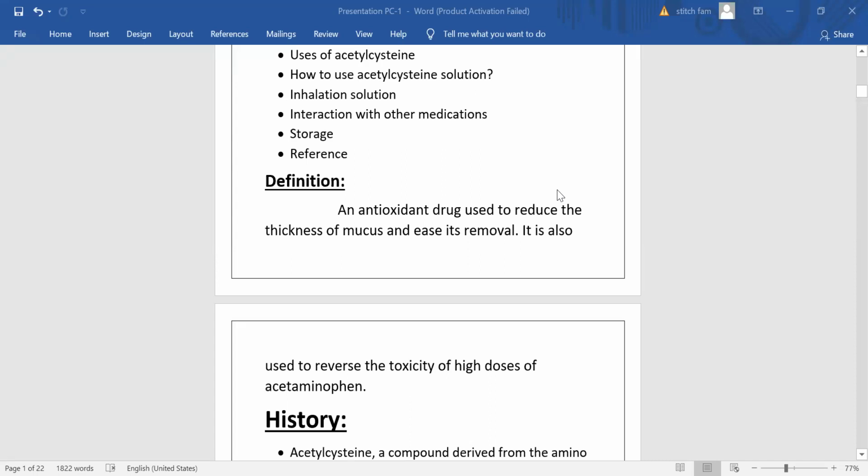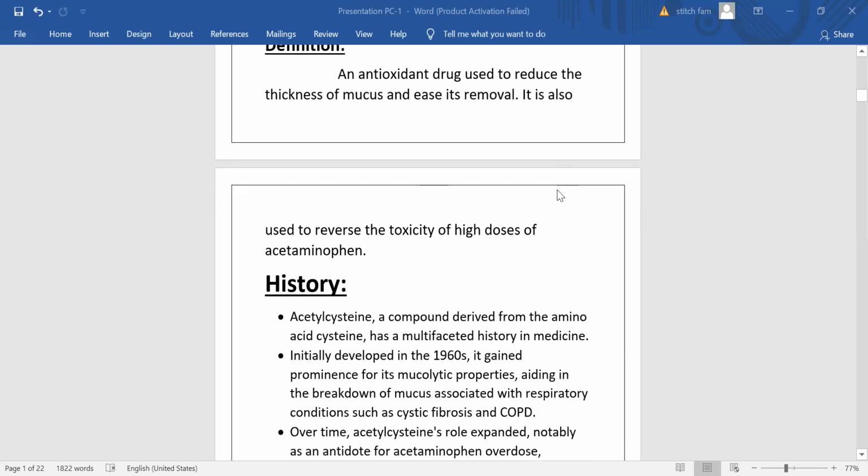Now we are going to explain what is acetylcysteine. An antioxidant drug used to reduce the thickness of mucus and ease its removal. It is also used to reverse the toxicity of high doses of acetaminophen.